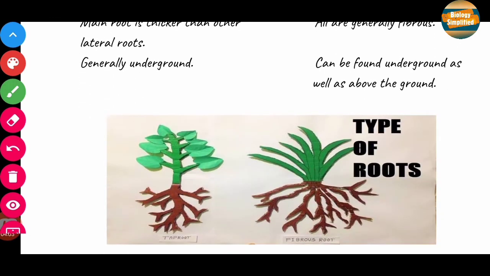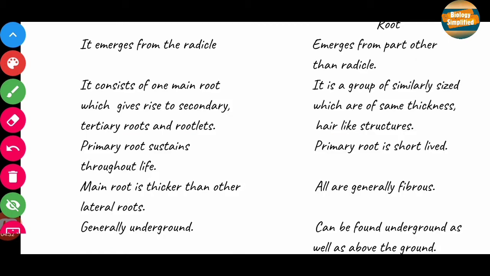Here we can see in this diagram of fibrous root or adventitious root, all the roots are of the same thickness and they are hairy structures. They have the same thickness, the same size. The primary root is short-lived. Actually, what happens here? The primary root arises from the radicle but it dies, and the adventitious roots arise from parts other than the radicle. So the primary root is short-lived, it does not live.